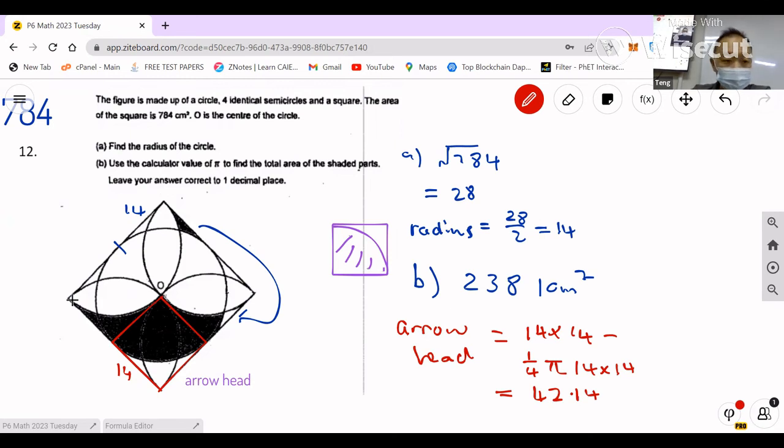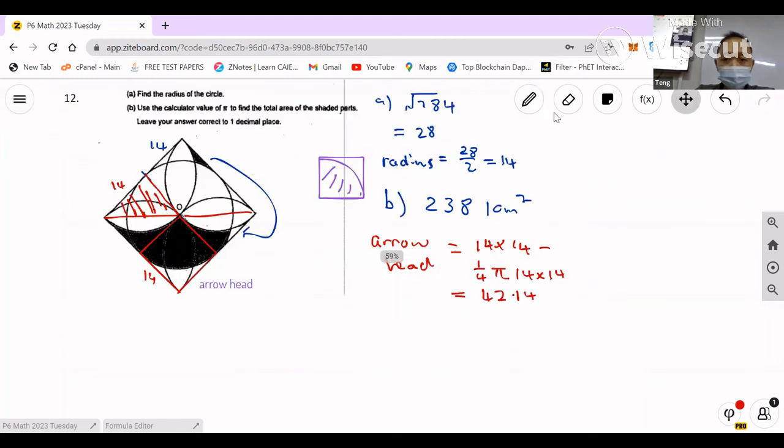Next, we need to find the half leaf. So this is the half leaf. Now to find the half leaf, you take this quadrant minus triangle. Where is my square for this? I want to find this half leaf, so I must take the quadrant minus the triangle. The triangle here is 14 and here is 14 again. So let's just fast forward and find the half leaf.